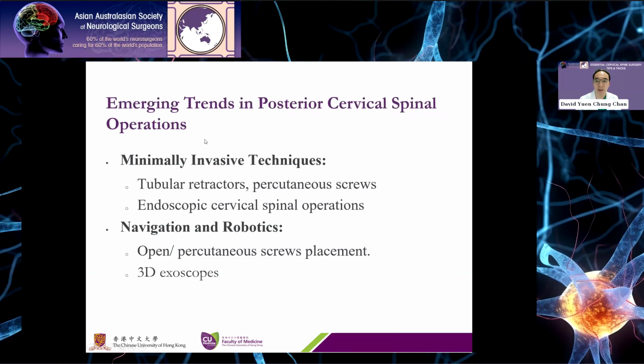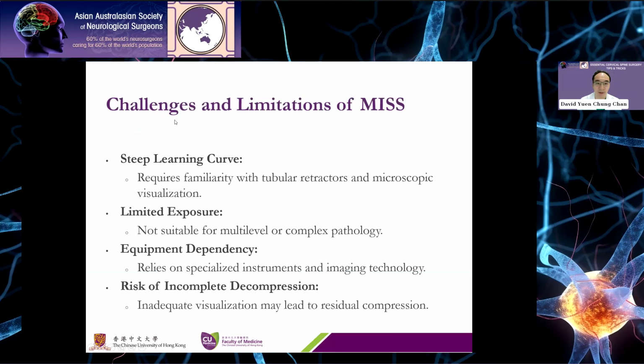And the new emerging trends in posterior cervical spinal operations, in addition to using the tubes, would be the use of endoscope as well as even the exoscope, and use of navigation and robotic assisted placement of screws. But the challenges and limitations of minimally invasive spinal surgery is the steep learning curve. So you need to be very familiar with the microscope, endoscope, exoscope, and with the limited exposure it is not suitable for multi-level or complex spine pathologies.